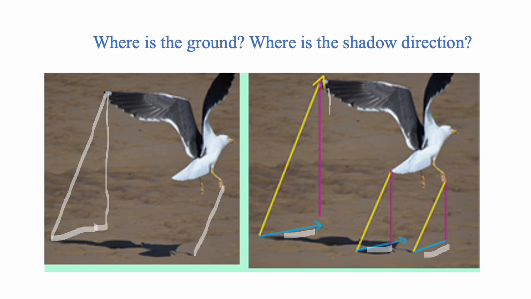The shadow direction must all be parallel because the light rays are parallel. And the proportions on the light triangles should be the same. So let's say this is twice this. Then for this light triangle, this height should be twice this length.